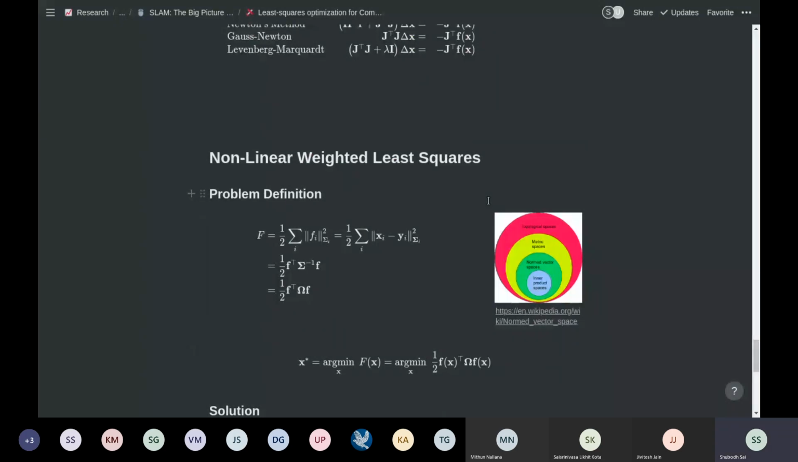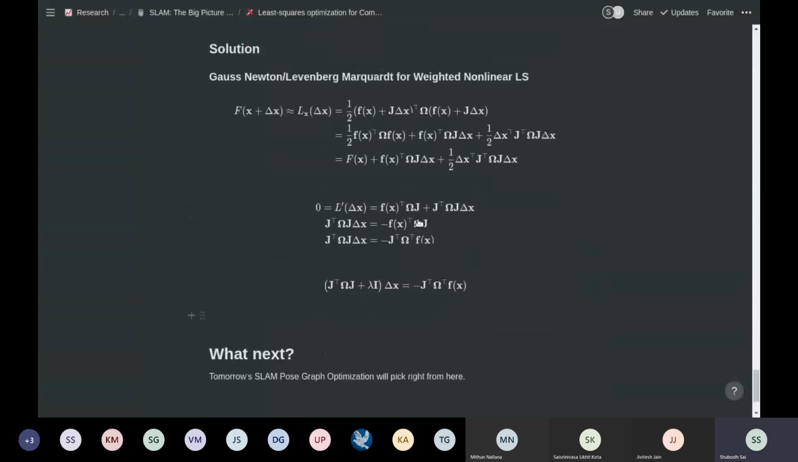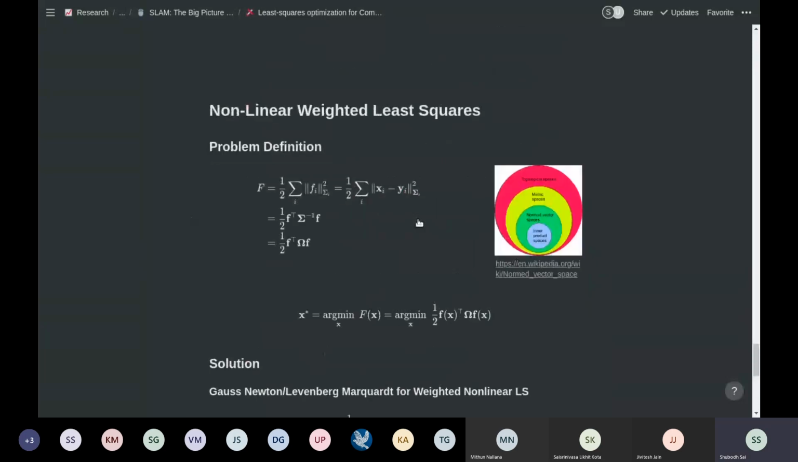So nonlinear weighted least squares is a useful problem for us in robotics. You'll see tomorrow, SLAM backend. We start from here and we end up with this equation, and tomorrow we will start directly from this equation. It's important to understand this.